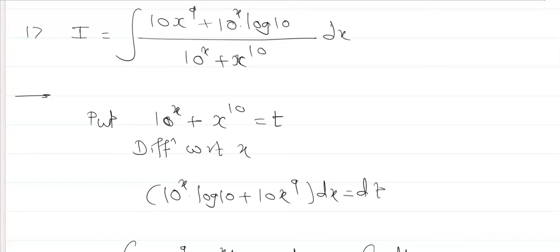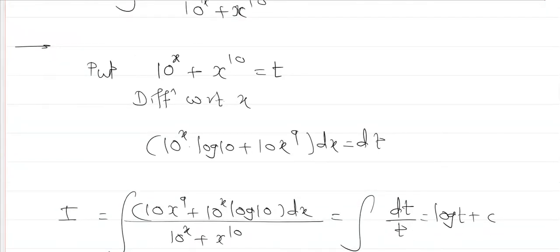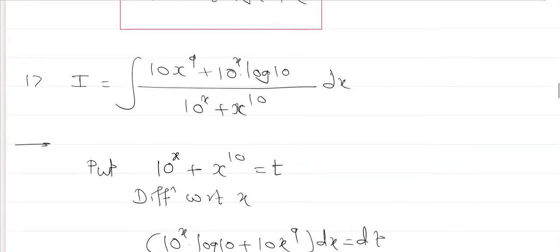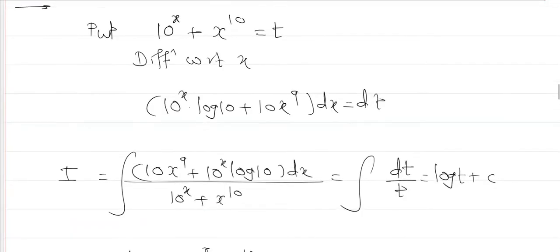Therefore, here we will write that 10 raised to x plus x raised to 10 is equals to t. I can write it in a good handwriting. What is the derivative? The derivative is 10 raised to x log of 10 plus 10x raised to 9 into dx is equals to dt. And this is my required value.